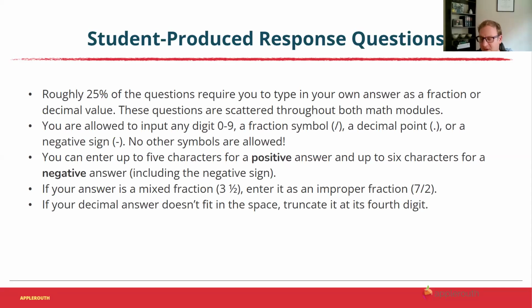I prefer fractions. I feel like they're more definite and reliable, but if you're doing a decimal and it doesn't fit, don't round off, just stop at the final spot, right? So if it's 3.1875432, just type in 3.1875 until you've run out of space.